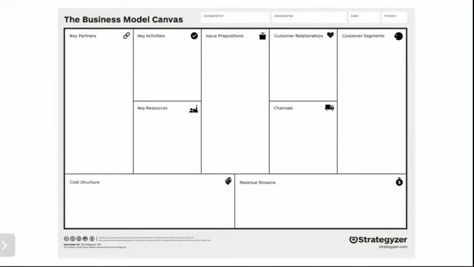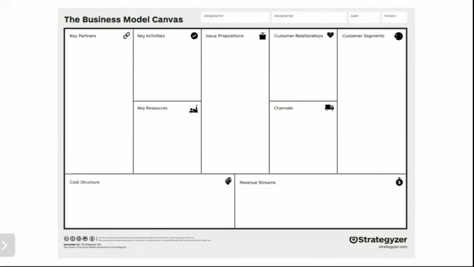On the right-hand side is the revenue streams, your income, okay? And in this section, we want to focus on our customer relationships, customer segments, and the channels. So it's really important to understand who our customer segments are, how we're going to deliver those services to them, which channels, and then how we're going to continue the relationship with these clients after they've made a sale.